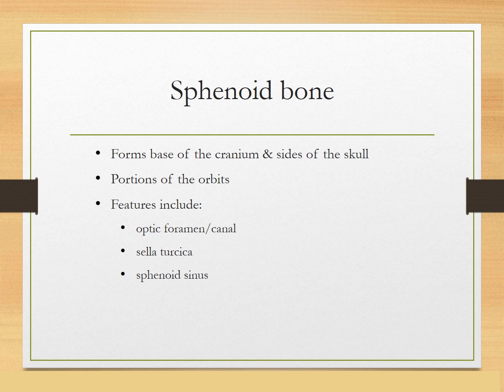The sphenoid bone is a bat-shaped bone that forms the base of the cranium and the sides of the skull. Key bone parts include the optic foramen or canal. This is where the optic nerve enters into the skull. The sella turcica, which is where the pituitary gland resides, and the sphenoid sinus.